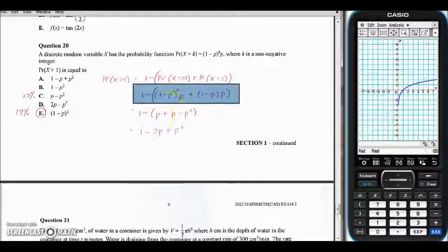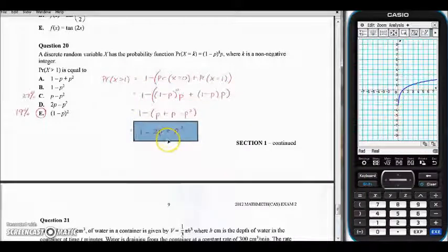So 1 minus p to the power of 0 is p. I really just could have put this in the calculator, but if you simplify it, you get 1 minus 2p plus p squared. That wasn't one of the options, but it's certainly not any of these. So I'm pretty sure it's E, and if I just expand that to check, I get that anyway. So E was correct.